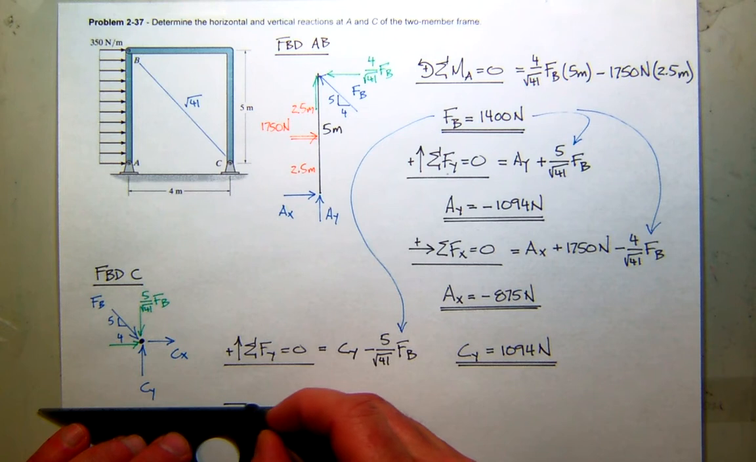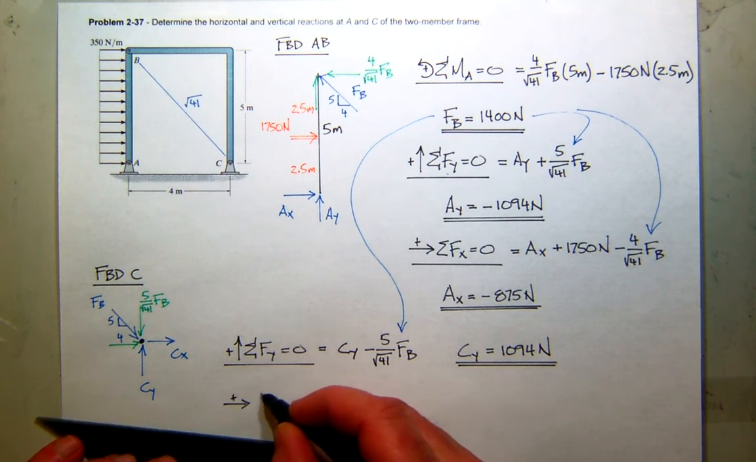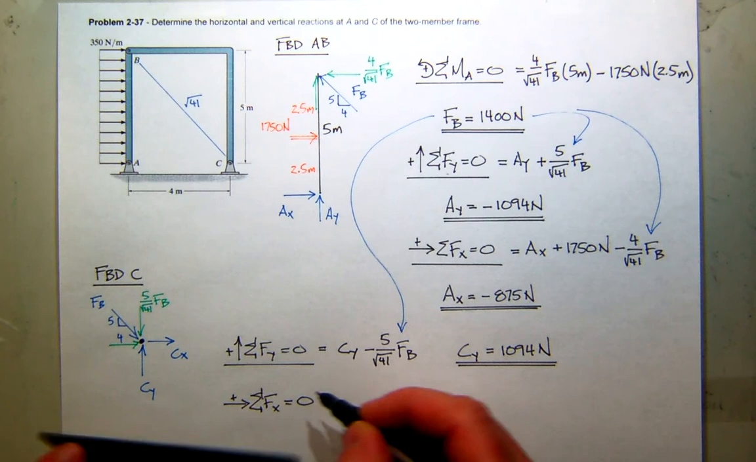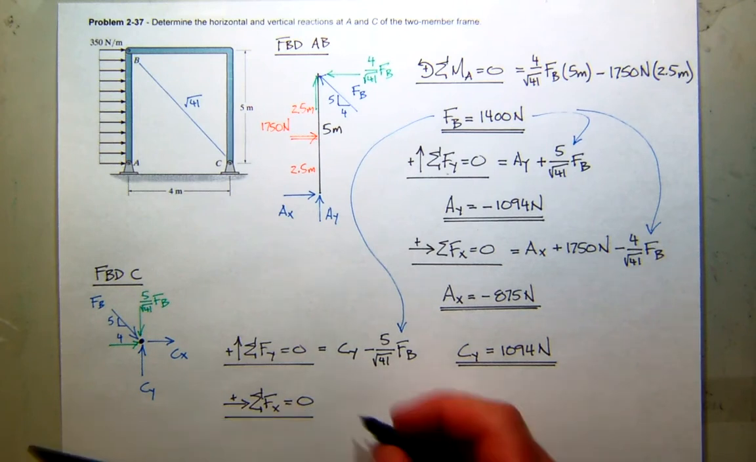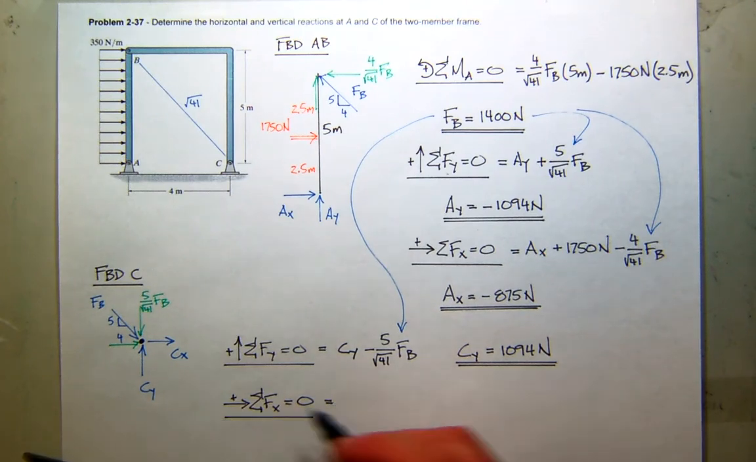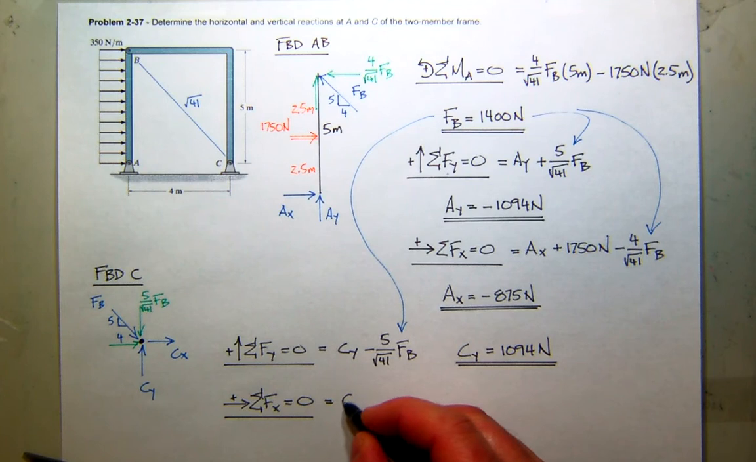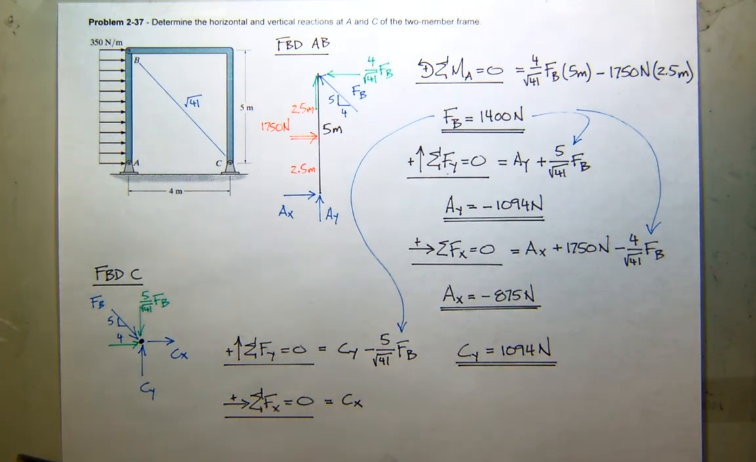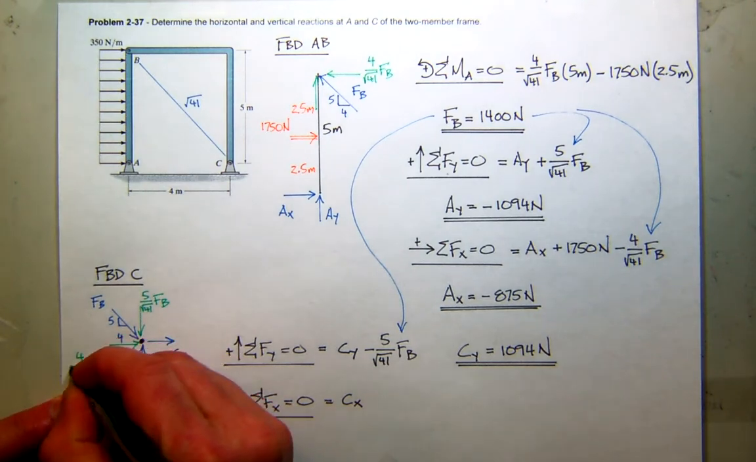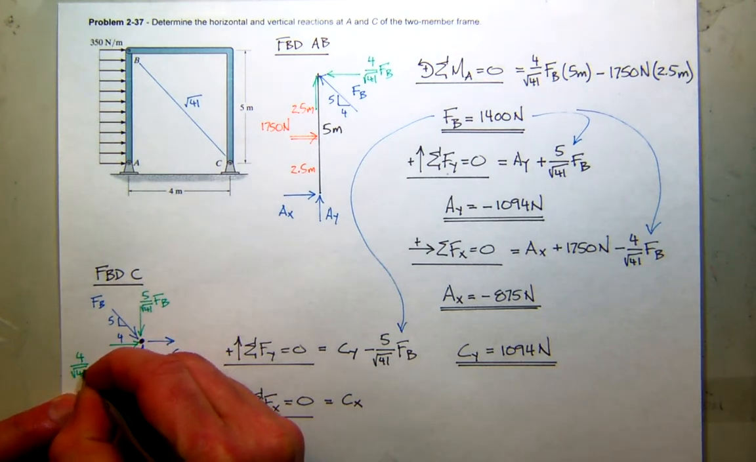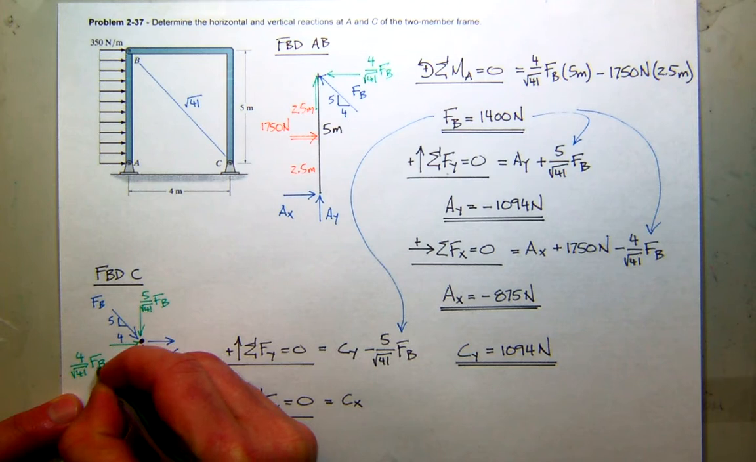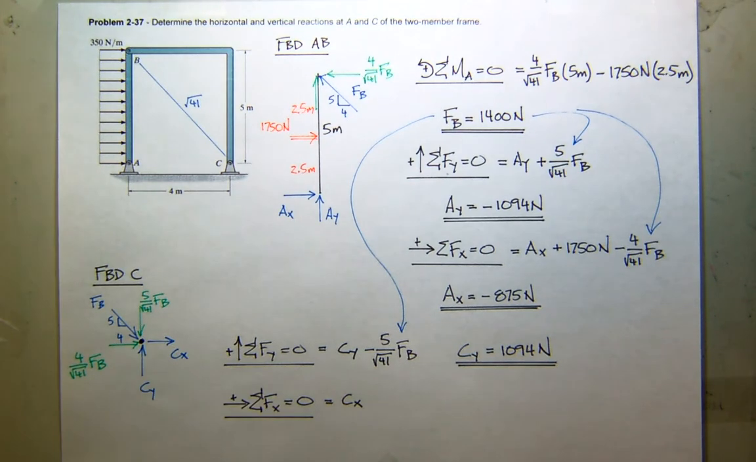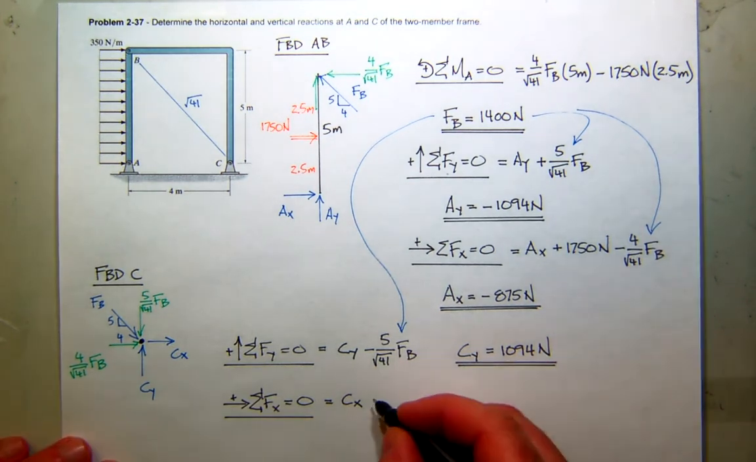And then we'll finish off by summing forces in the x direction. Make sure that's an equilibrium. So there's our equilibrium statement. So what do we have in the x direction? I've got Cx to the right. That's positive. And then I've got this horizontal component of FB. So that's going to be 4 over the square root of 41 FB. That's that part. And that's to the right, so that's also positive.